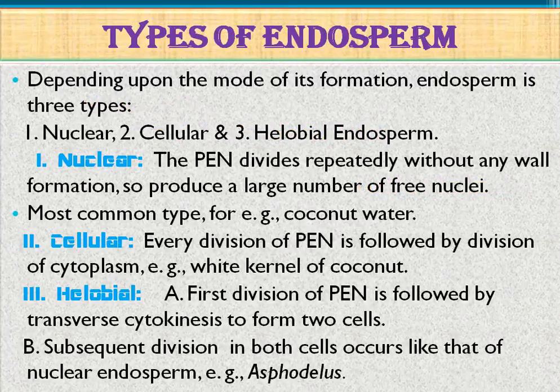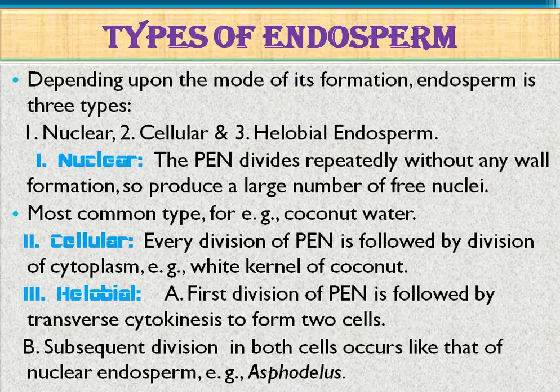Types of endosperm. Depending upon the mode of its formation, endosperm is of three types: nuclear, cellular and helobial endosperm. Nuclear endosperm. The primary endosperm nucleus divides repeatedly without any wall formation, so produces a large number of free nuclei. It is the most common type. Example: coconut water. Coconut water is free nuclear endosperm.